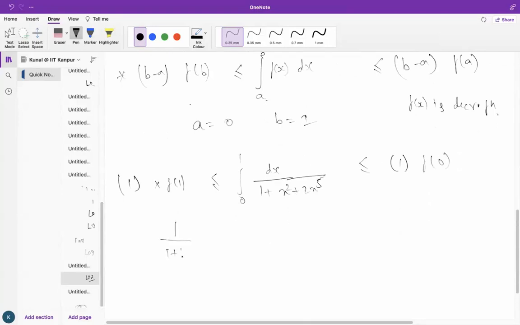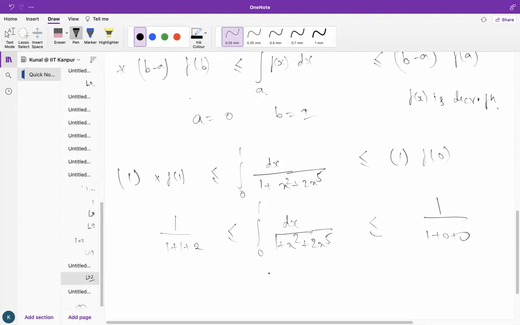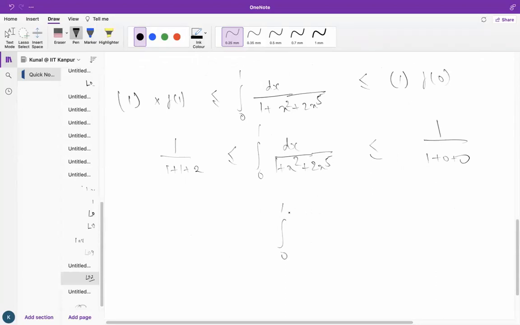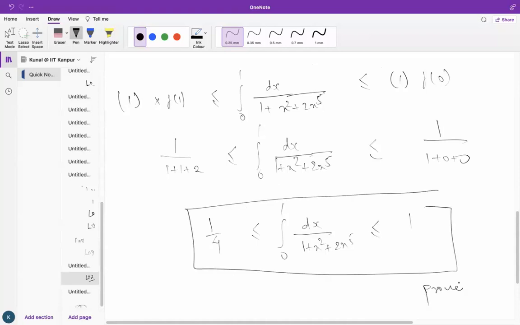So when we substitute the value x is equal to 1, what do we get? We get 1 plus 1 plus 2, and 0 to 1 dx by 1 plus x square plus 2x to the power 5. And when we substitute 0, what do we get? 1 by 1 plus 0 plus 0. So finally, we prove that when we integrate the function 1 by 1 plus x square plus 2x to the power 5, in the range of 0 to 1, its value varies from 1 by 4 to 1. This is what we have to prove.